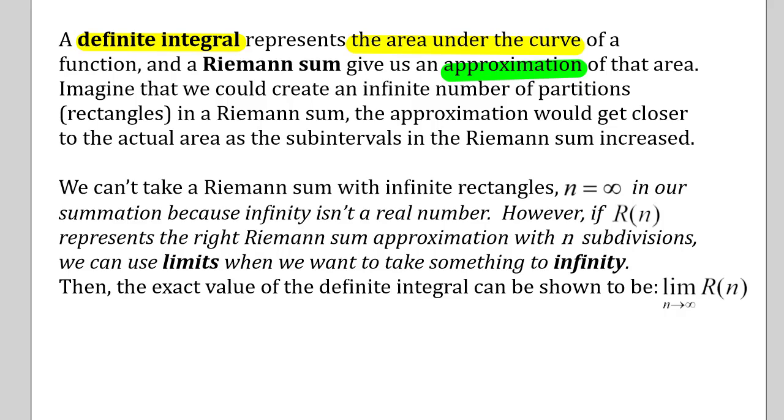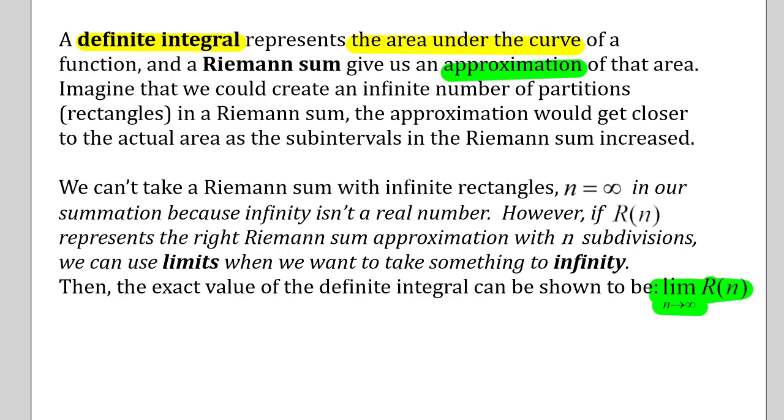So it says, however, if R of n represents the right Riemann sum approximation with n subdivisions, we can use limits when we want to take something to infinity. Then the exact value of the definite integral can be shown by, okay, this is not just the Riemann sum, but also the limit of it, okay? So small distinctions. Riemann sum is an approximation. If we look at the limit of the Riemann sum as n approaches infinity, that is the definition of the definite integral.